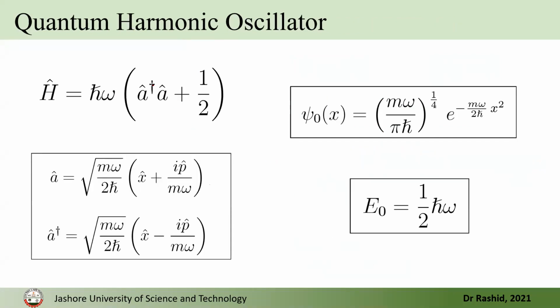So just to summarize, we have factorized the Hamiltonian. We have written it this way, where a hat and a dagger are these terms. They are not Hermitian, and the ground state wave function has this solution. We have solved a first order differential equation to get the ground state wave function, and the ground state energy would be half h-bar omega.